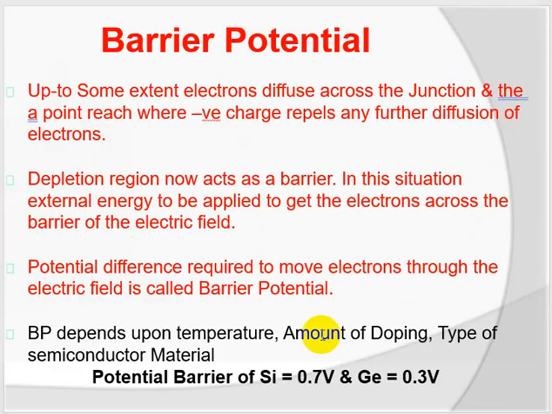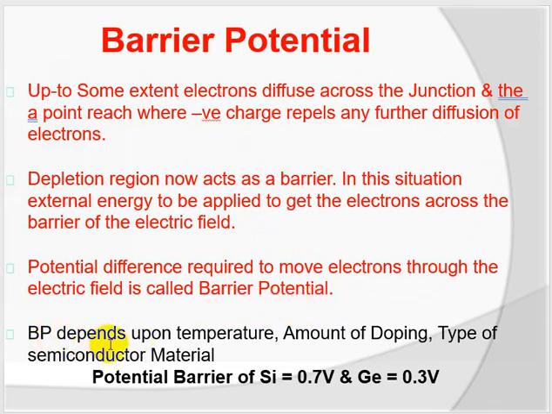Then potential barrier. Up to some extent electrons diffuse across the junction and the point is reached where negative charge repels any further diffusion. It is the point when diffusion of electrons is no more, and depletion region now acts as a barrier. In this situation, external energy is to be applied to get the electrons across the barrier of the electric field. Potential difference required to move electrons through the electric field is called potential barrier.